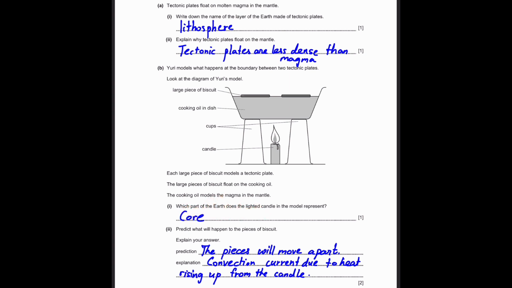Part 2. Predict what will happen to the pieces of biscuit. Explain your answer. So the prediction is the pieces will move apart. Why? If you see the candle, it's at the middle of these two pieces of biscuit. This thermal energy will rise up there. And because of that, this energy will rise up, and this thermal energy will be diverted here in this direction, and then the cooler air will be diverted downwards, or the cooler energy, which means ones which have not been affected by the candle's thermal energy yet.